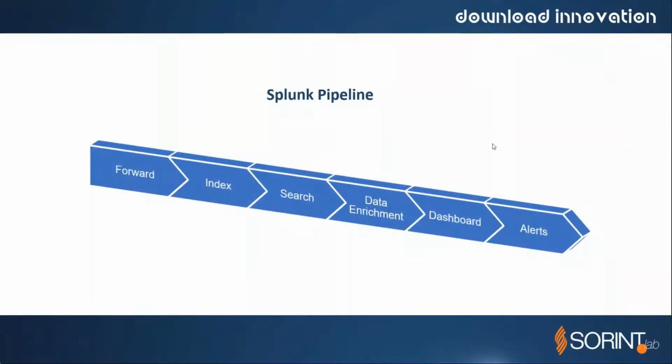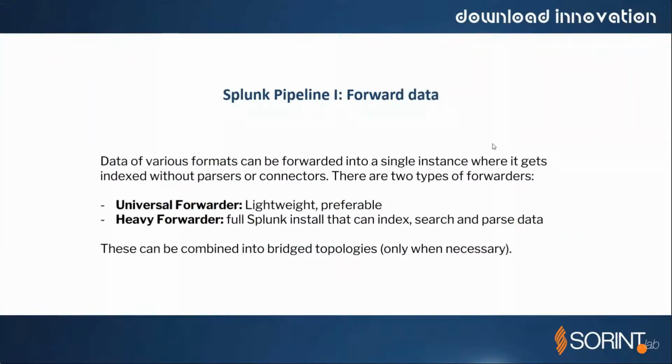We're ready to discuss the Splunk pipeline. As you can see, there are 6 steps: forward, index, search, data enrichment, dashboards, and alerts. Ingesting data in Splunk can be done, as we said, with forwarders, and there are 2 types. A universal forwarder is what you would typically use in most scenarios, since it's lightweight, it does what it needs to do, it doesn't parse data, doesn't do any kind of elaboration that you won't need anyway, because the preferable approach is to index whatever and then use the Splunk search engine for elaboration.